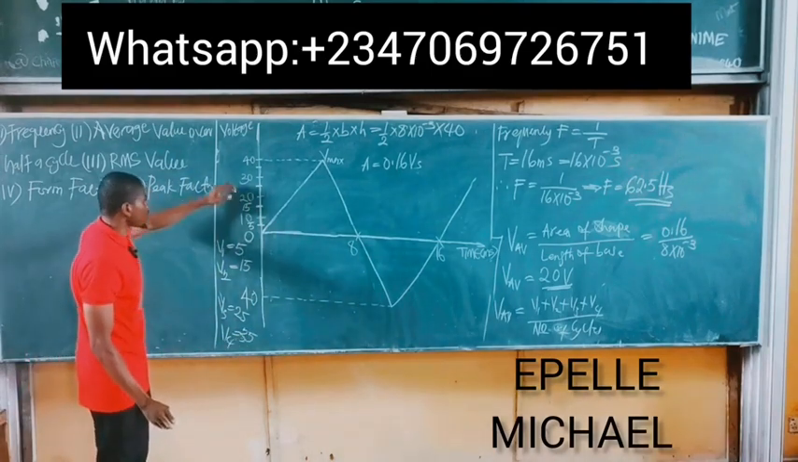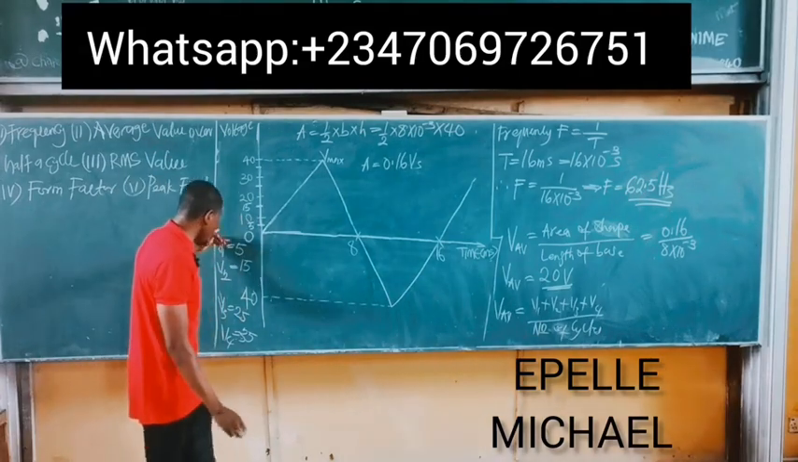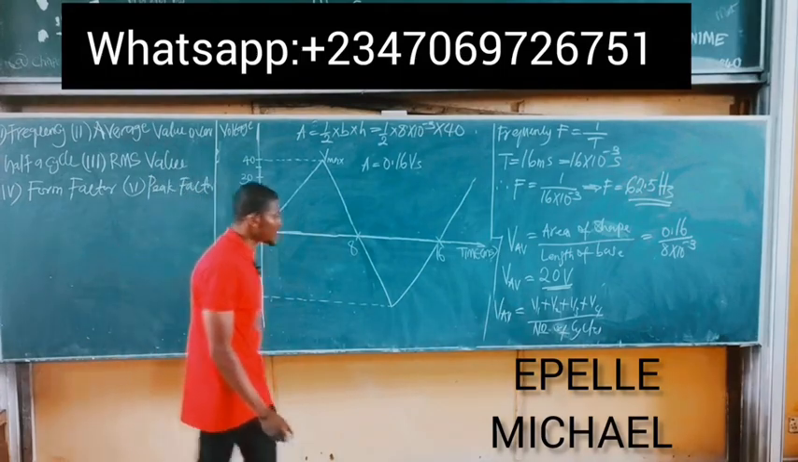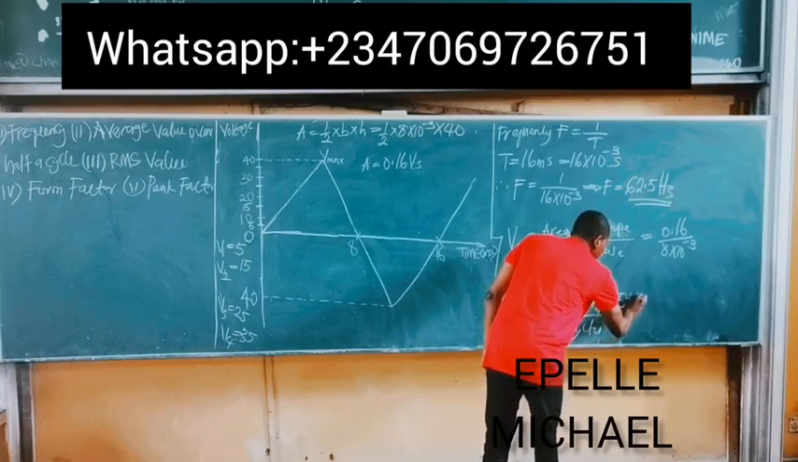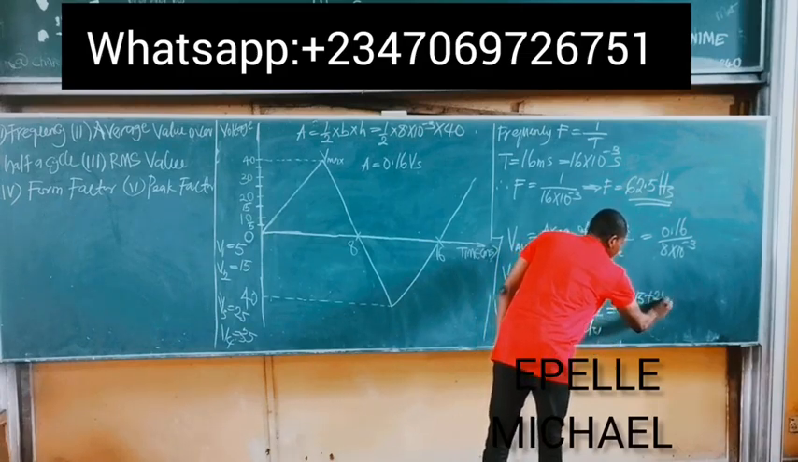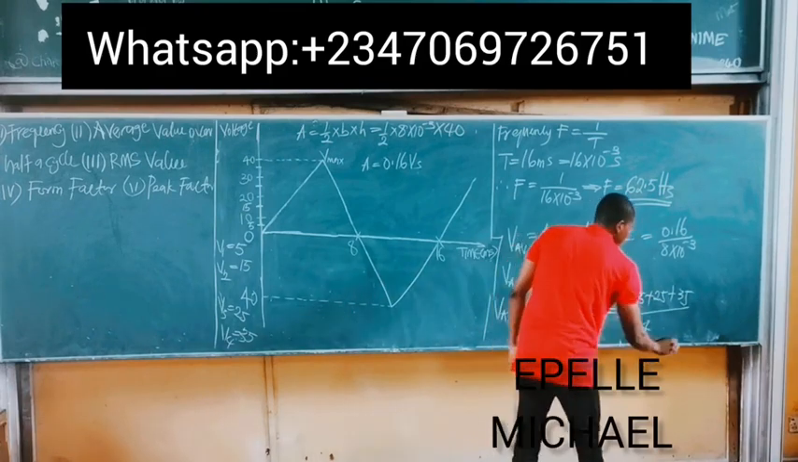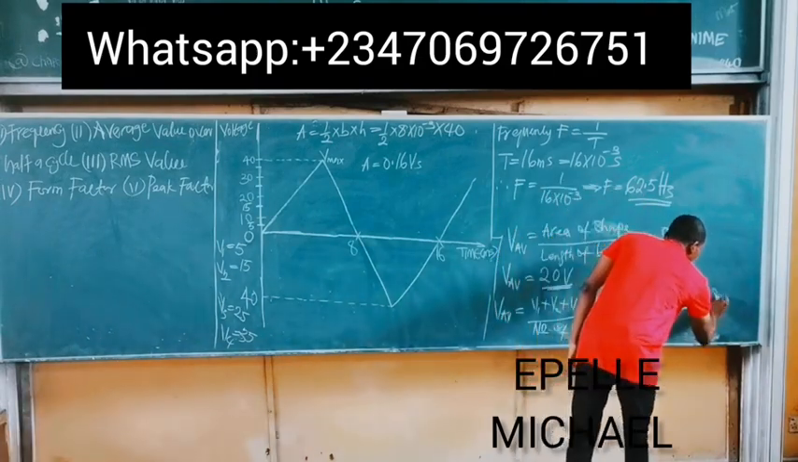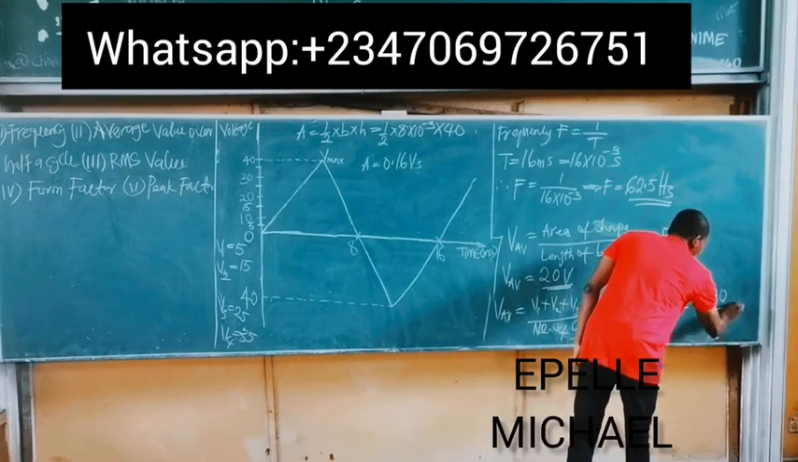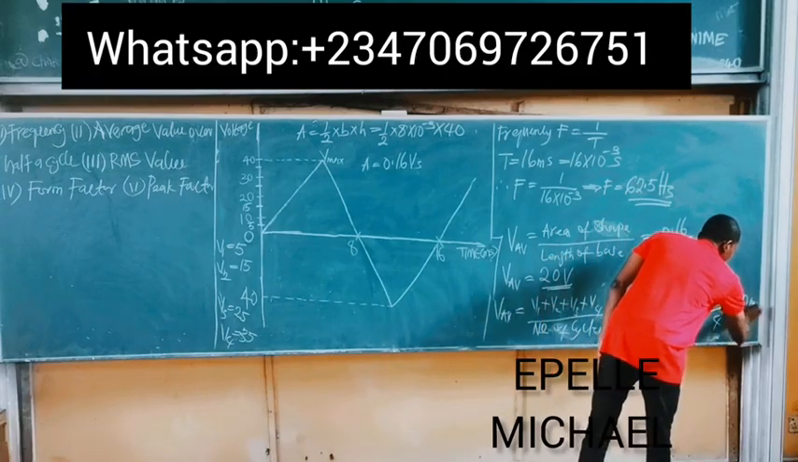Okay, so the total number of cycles remains 4. So we simply have 5 plus 15 plus 25 plus 35 divided by 4. Let's confirm this answer, please. That's 80 all over 4, and it's still giving us 20 volts, right? You have that to be 20 volts.